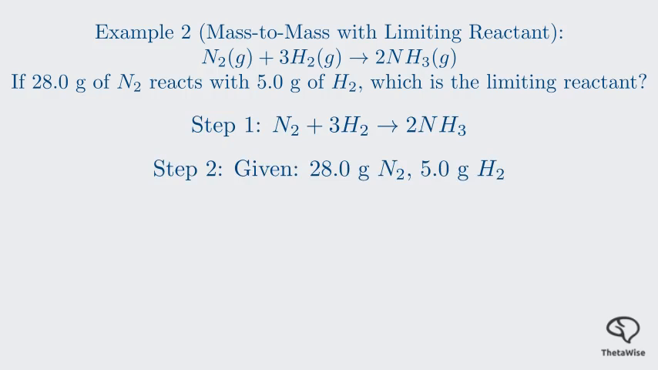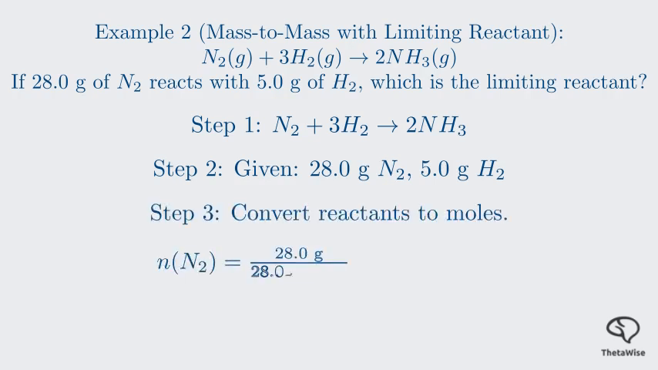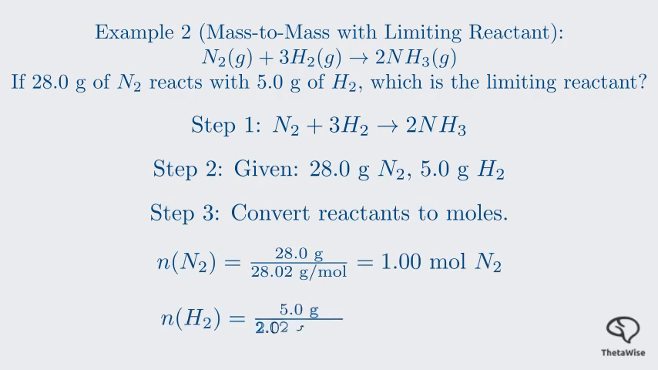We need to find the limiting reactant. Because our given amounts are in grams, the first thing we must do is convert them both to moles. Remember, stoichiometry is always done in moles. Step 3. We convert both reactants to moles. For nitrogen, 28.0 grams divided by its molar mass of 28.02 grams per mole gives 1.07 moles of N2.